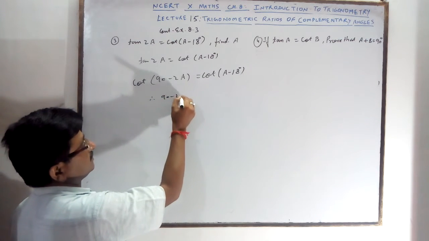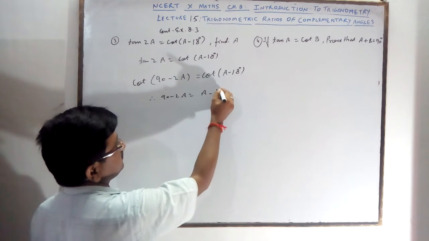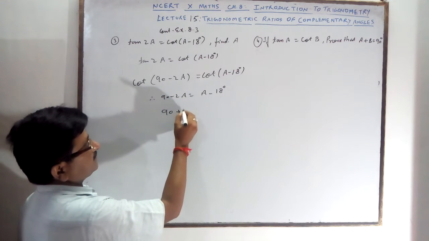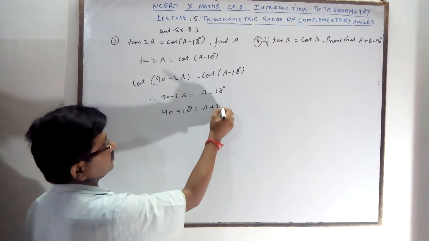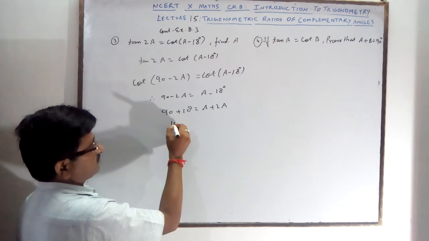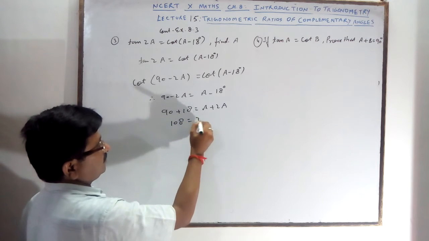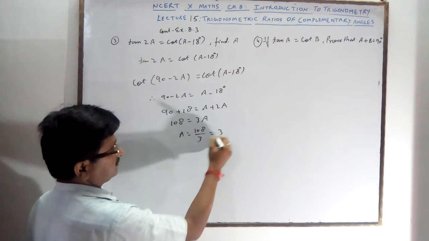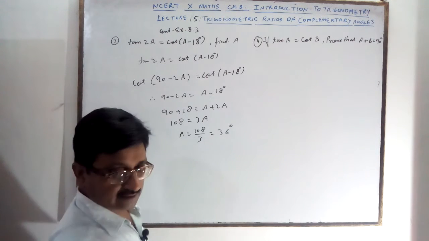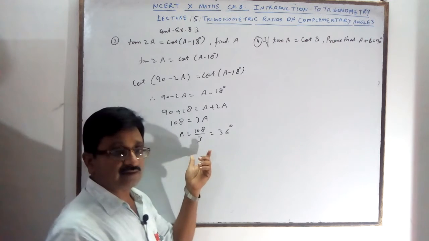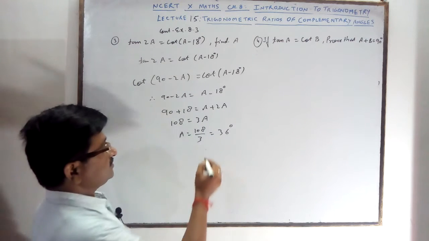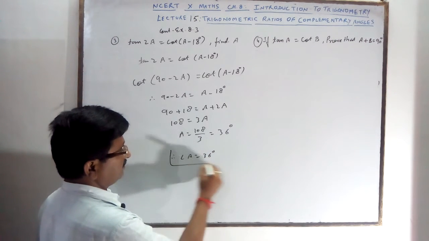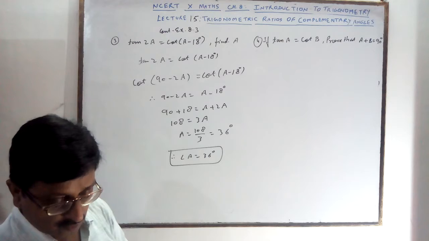Therefore 90 minus 2A is equal to A minus 18 degree. Transpose it simply. 90 plus 18 is equal to A plus 2A. 9 plus 1, 10, 108 is equal to 3A. Then A is equal to 108 by 3. 3 3s are 9, 3 6s are 18. You are getting 36 degree. So angle A is equal to 36 degree. You are getting the answer. Very simple. Highlight it.